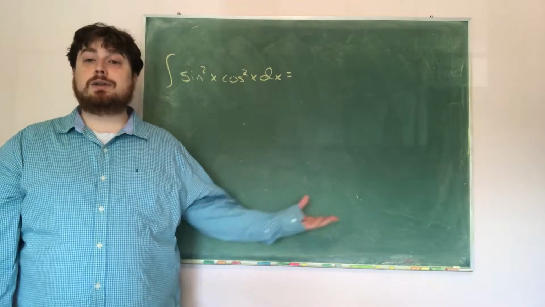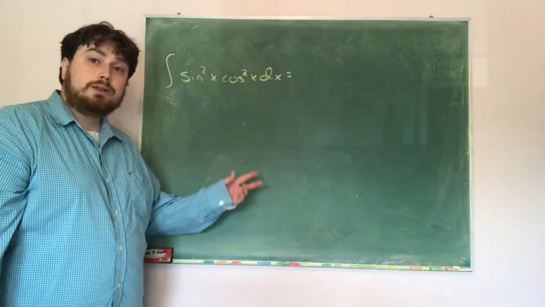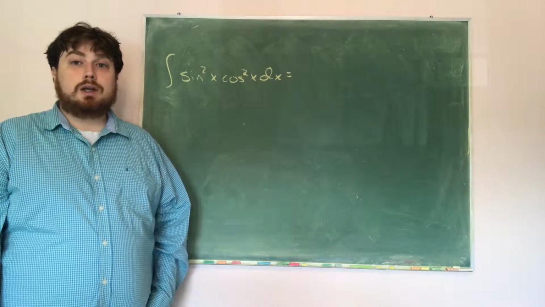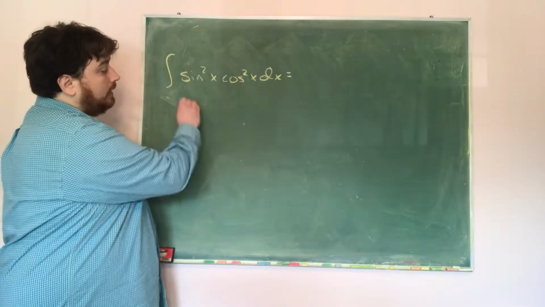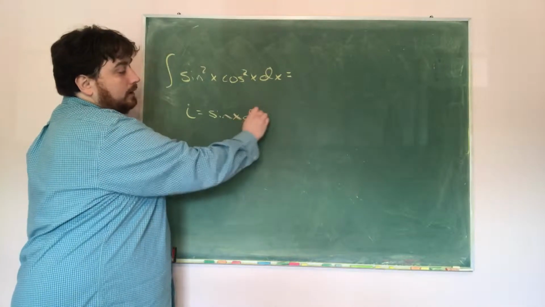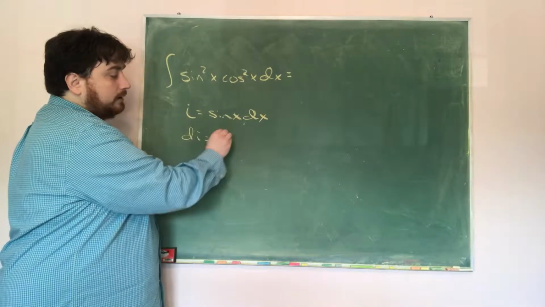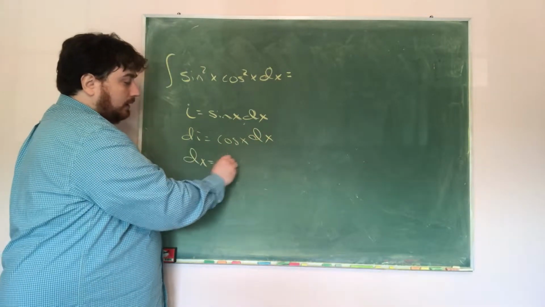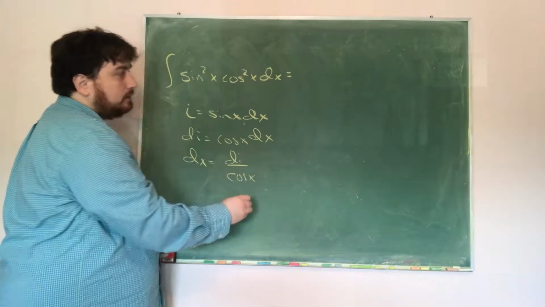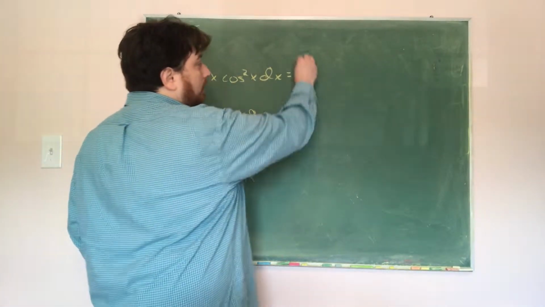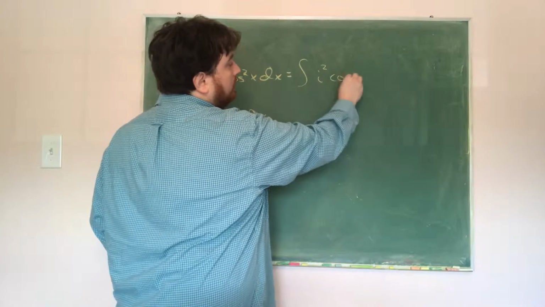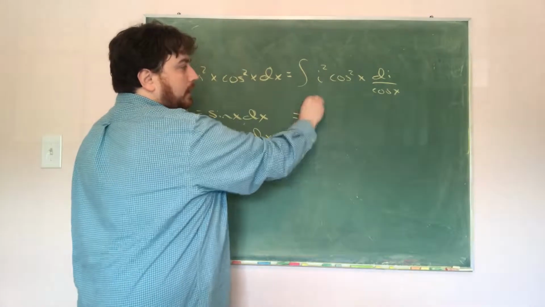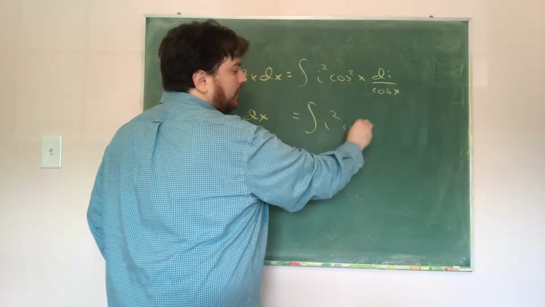So I would move on and say, is there an inside function? And yes, there is. There are actually two of them. Sine and cosine are both inside the squared function. So what I could do is try u equals sine of x. So du is equal to cosine of x dx, so dx is equal to du over cosine of x. And if I substitute that in, I get the integral of u squared cosine squared x du over cosine x, which we can simplify to u squared cosine x du.